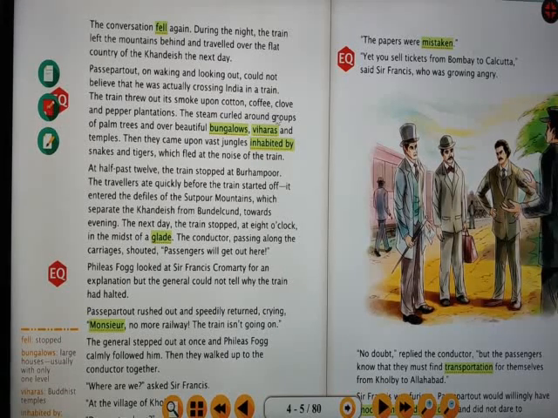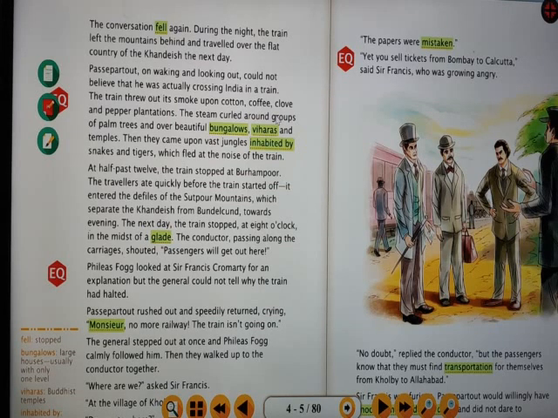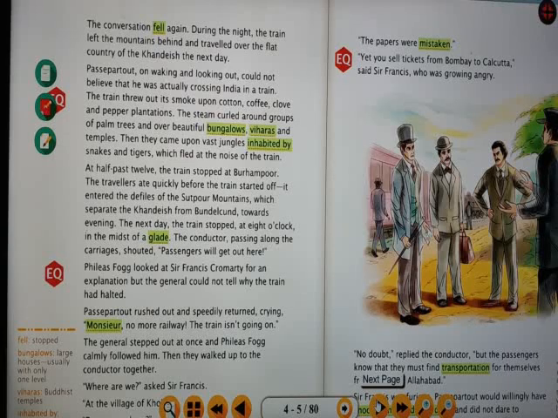Now they stopped their conversation, and now it's night. And in the night also the train continued their journey, and the next day they reached Candish. This is all about our lesson. We'll continue with the next class.